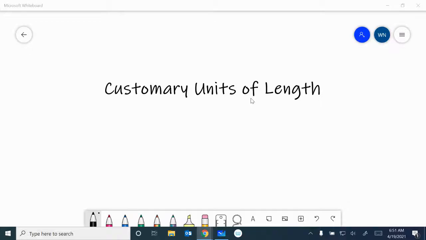All right. So today in this video, we're going to be looking at customary units of length. We're going to be converting these. You should have already cut out your notes from your page. You should have a chart that tells you that 1 foot equals 12 inches.